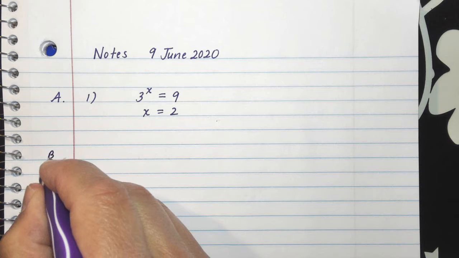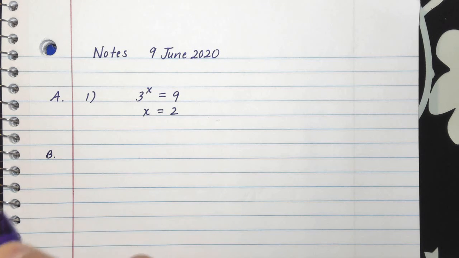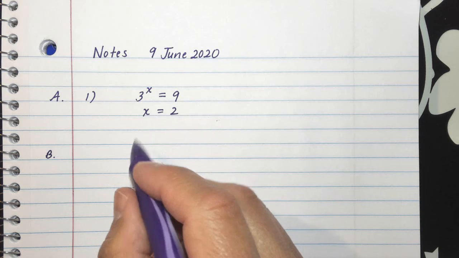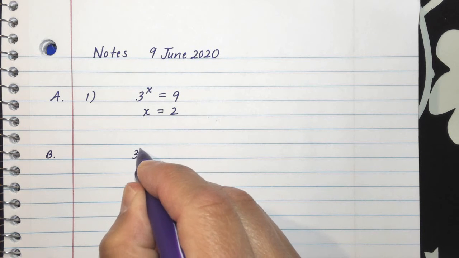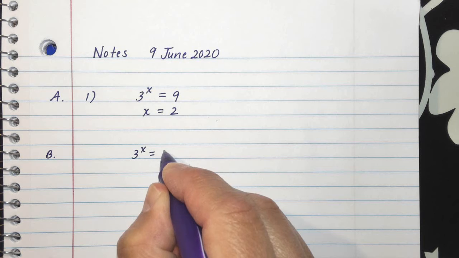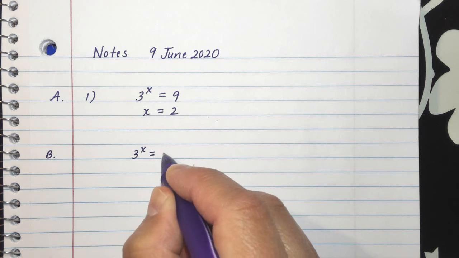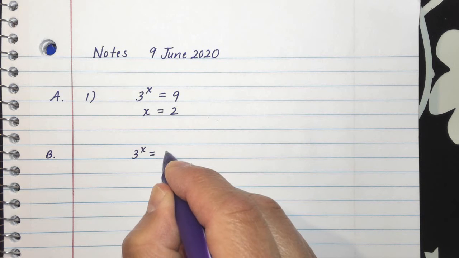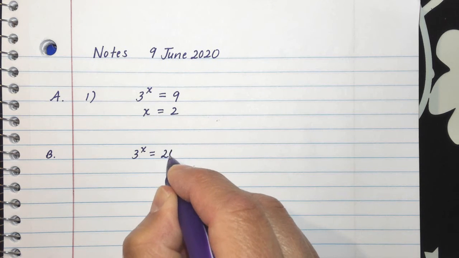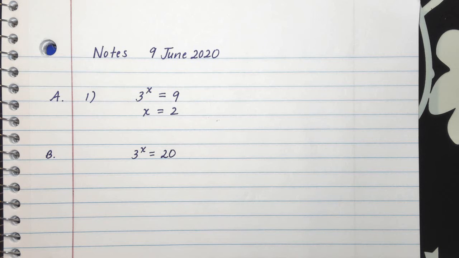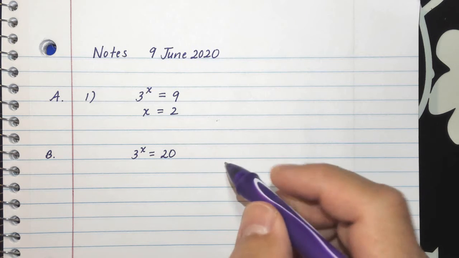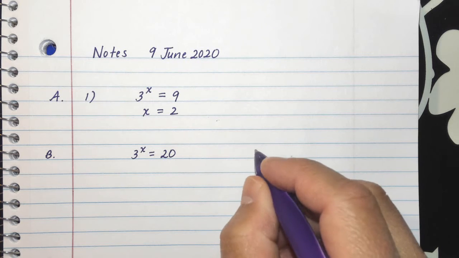Next section, a little bit harder. So what if we went like this? You know the answer for, if I put 9 here, you know the answer for x is 2. But what if I put something like 20? Now, you're going to either need a calculator or super great estimation skills. So let me show you how to do it without a calculator first, the logic part of it.